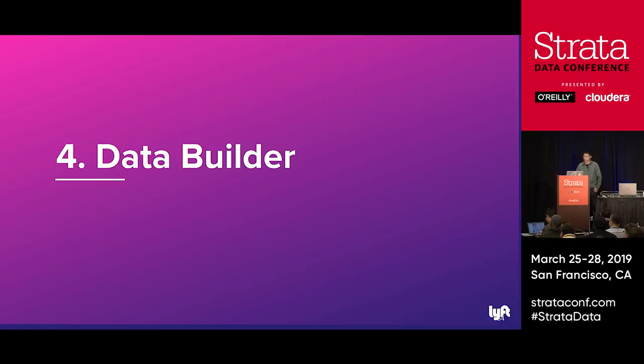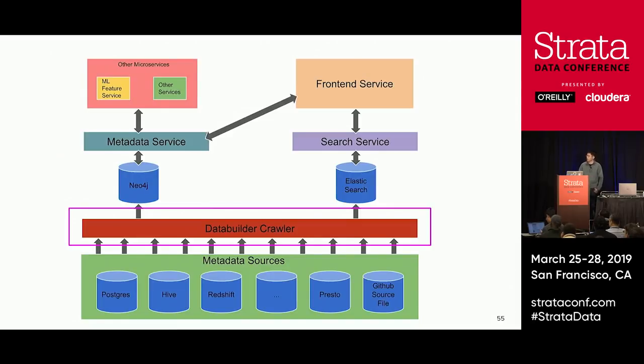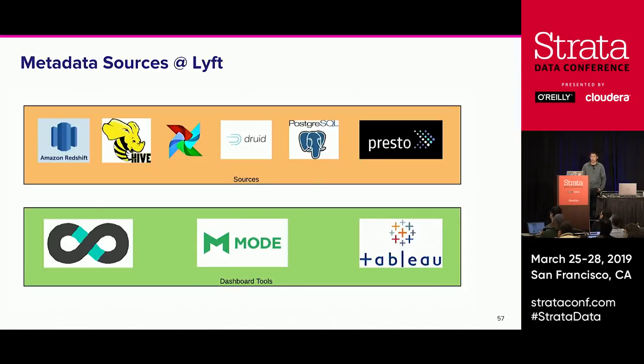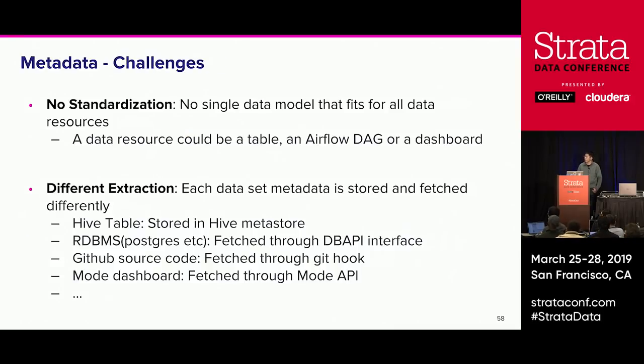Fourth, data builder. Data builder is a crawling framework to fetch the metadata from the source and persist it into our graph. When we were building this framework, there were a couple of challenges here at Lyft. First, there are many forms of metadata. At Lyft, we have Redshift tables, Hive tables, Avro, OLAP Druid, Postgres, and Presto views. We also have many dashboard tools like Apache Superset, Mode Analytics, and Tableau. All this metadata doesn't have a standardization, meaning there is no single data model that could fit all the metadata.